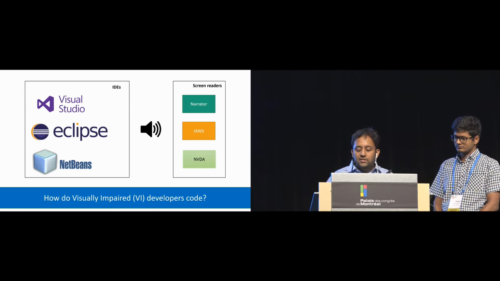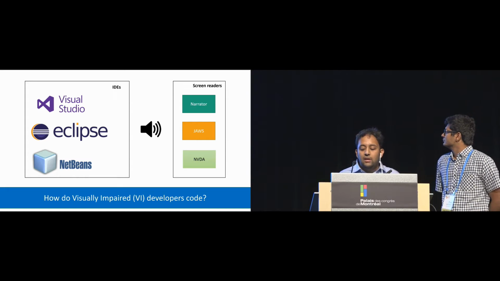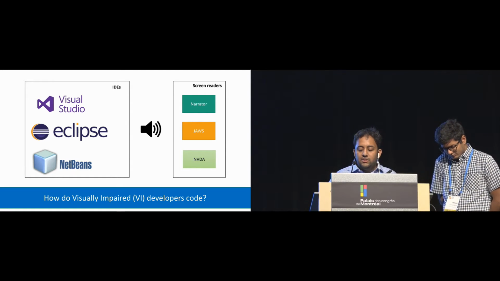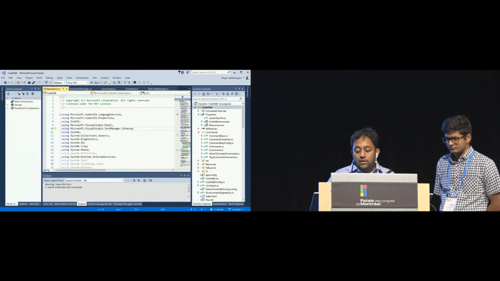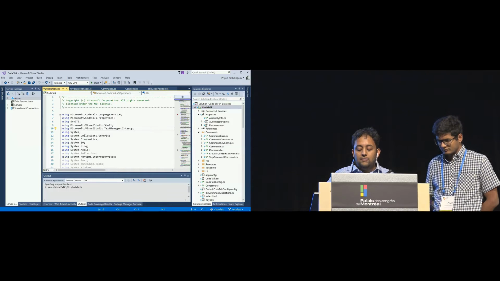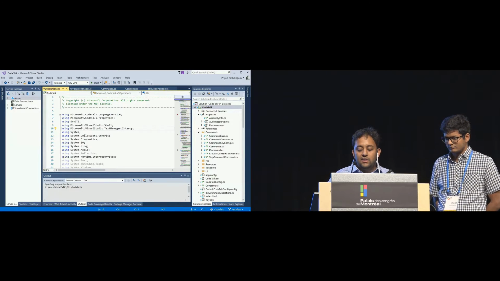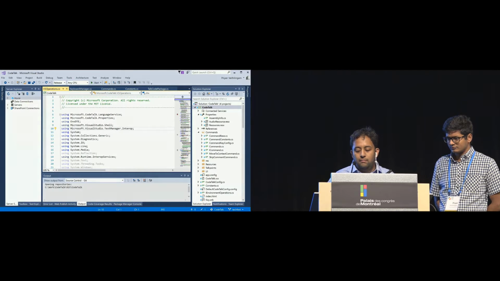But a lot of information that's conveyed by these IDEs is very visually intensive. Though these IDEs have accessibility features, the visual information doesn't really translate very well into a screen reader experience. Let me quickly show you a video of how a visually impaired developer would listen to code. What you're seeing is a Visual Studio window, and you will see a screen reader user navigating through code one line at a time.